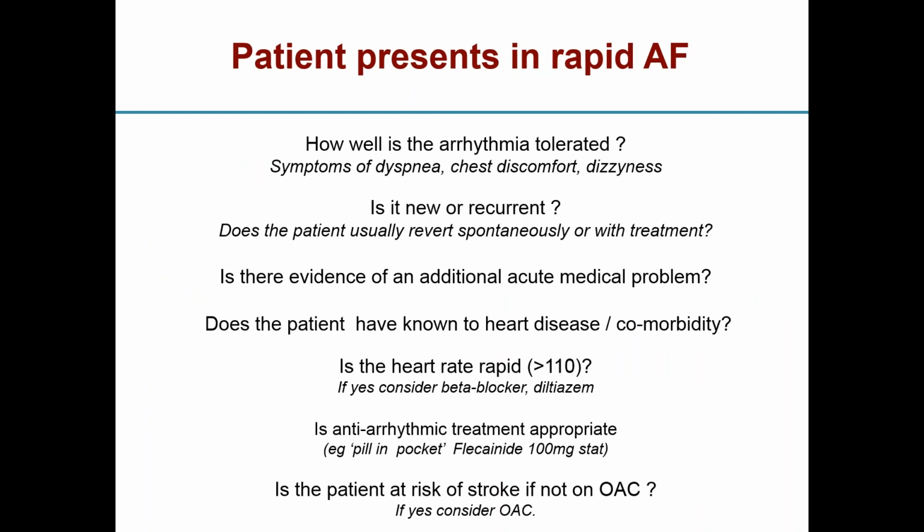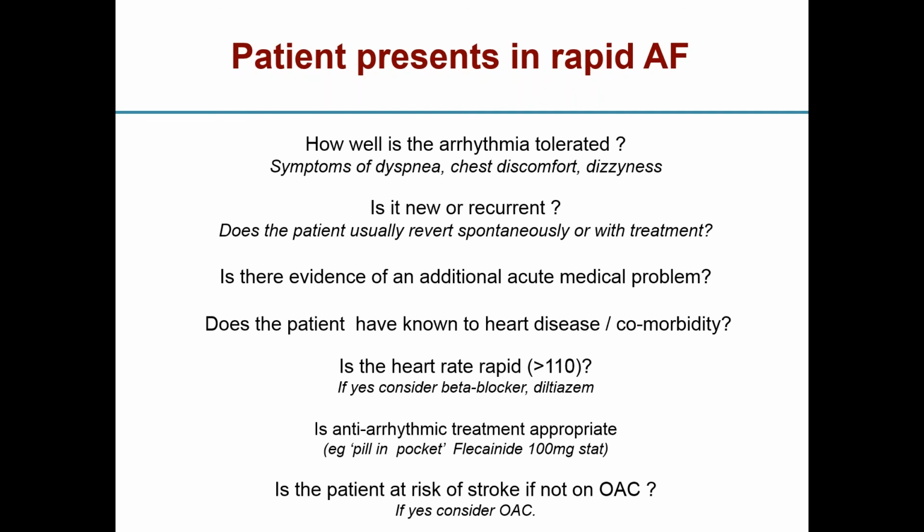But we've got to think of all of it. So the first thing is, how is the arrhythmia tolerated? Are there associated cardiac symptoms which are related to the rapid rate? It does make a difference if this is the first time you're seeing them or whether there's a track record. If it's a recurrent offender, you're likely to know about the underlying cardiac disease. You're likely to know the things that worked and didn't work in the past, and that can guide treatment. Is there evidence of some other acute medical problem that's triggered the episode? Does the patient have known cardiac disease or cardiomyopathy or comorbidity?